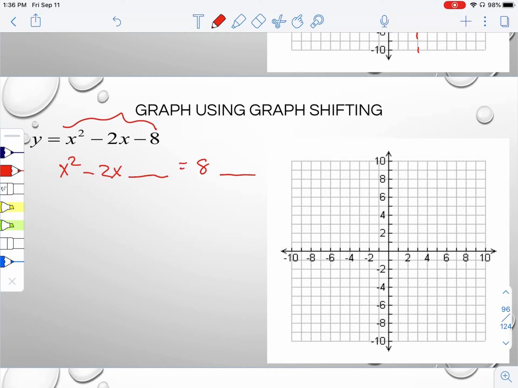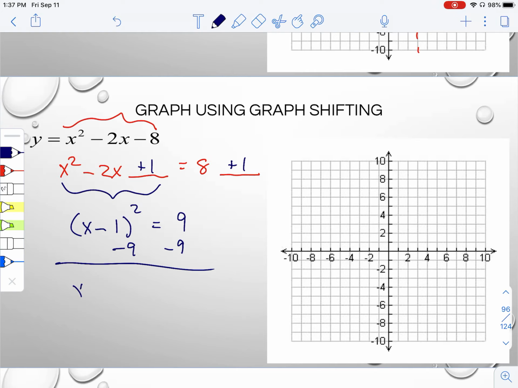Move the 8 over, do b divided by 2 squared. So -2 divided by 2 is -1. 1 squared is 1, so I'm going to add 1 to both sides. This right here is my perfect square, x, and then just b divided by 2, which is -1, squared equals 9, and then I'm going to subtract my 9 over to get it in graphing vertex form.